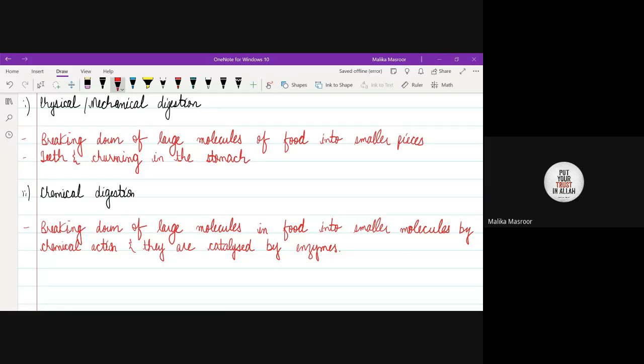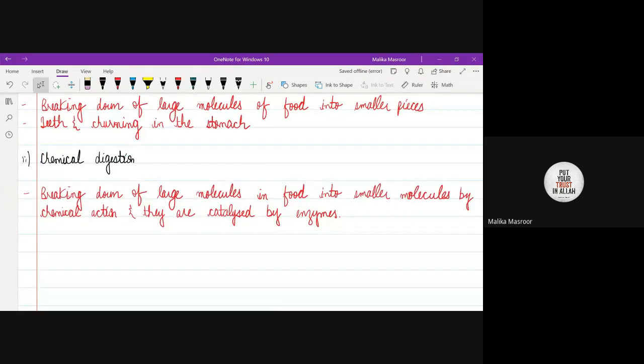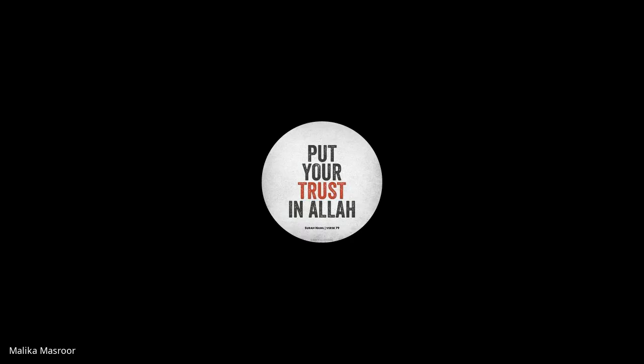Okay, so these smaller molecules are soluble in water, which makes it easier to absorb them into the cells. Right, let me just copy a table of the enzymes and I'll show you all the enzymes that are important. One second. Okay, yes. So let me share the screen back.